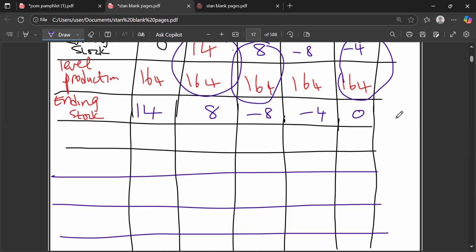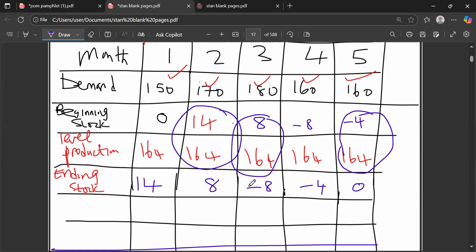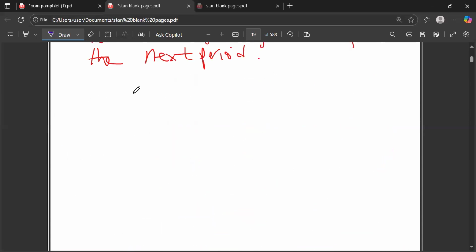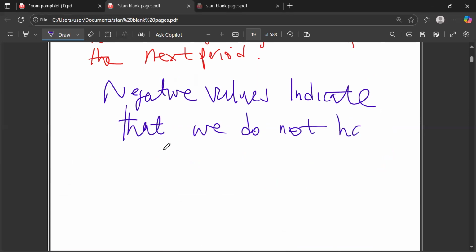That's why they said no back order at the end of the fifth period. There shouldn't be. So these negatives mean you don't have stock. Negative means what? Stock out. Are we getting me? Negative values indicate that we do not have stock. That's what negative values indicate. Is that okay so far?